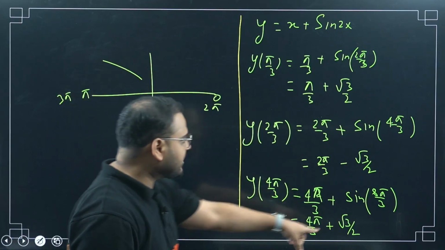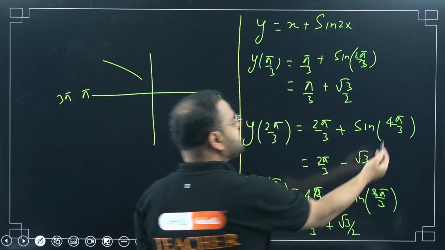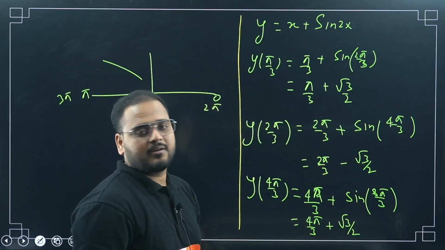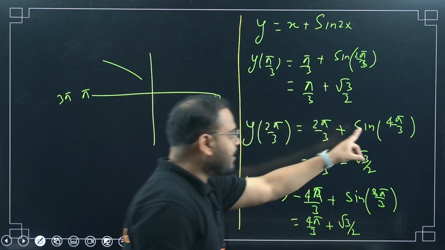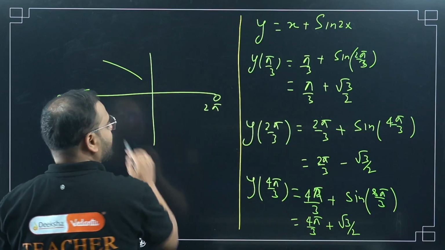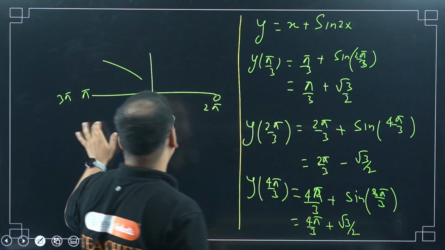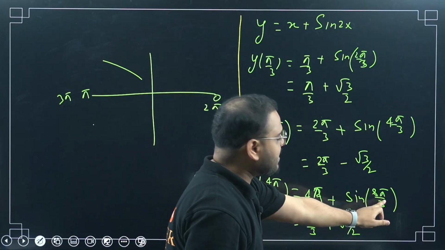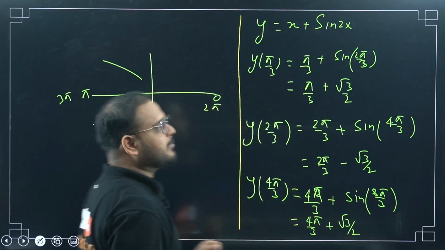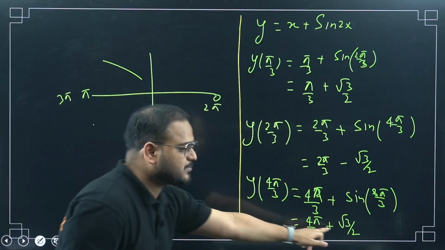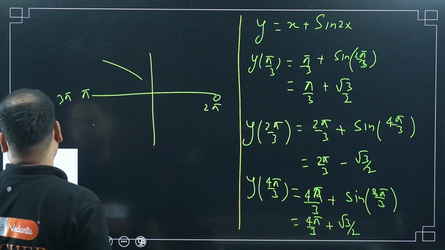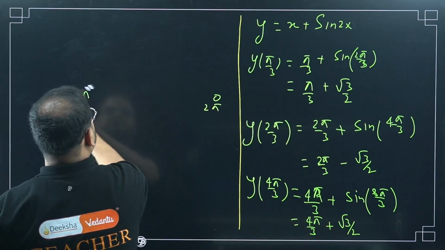If you're not getting how I'm taking the angles, see, this was 4 pi by 3. So more than pi, because 3 pi by 3 is pi. 4 pi by 3 is more than pi. So I took it as third quadrant. I wrote it as negative. Over here, 8 pi by 3 is less than 9 pi by 3, which is 3 pi. So second quadrant, I wrote it as positive. Please see this now.